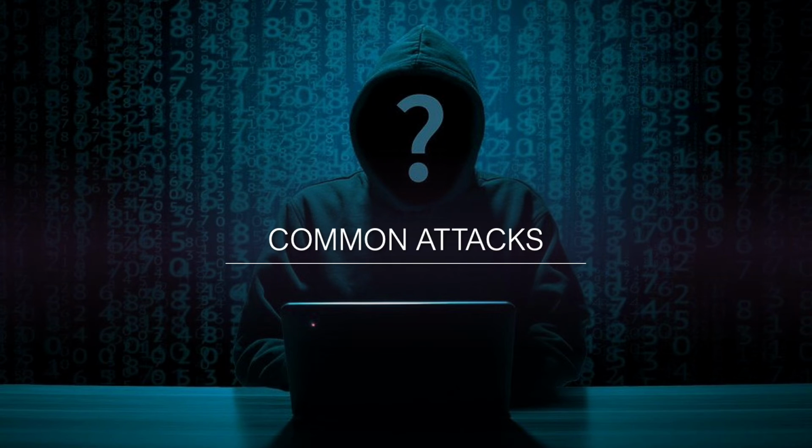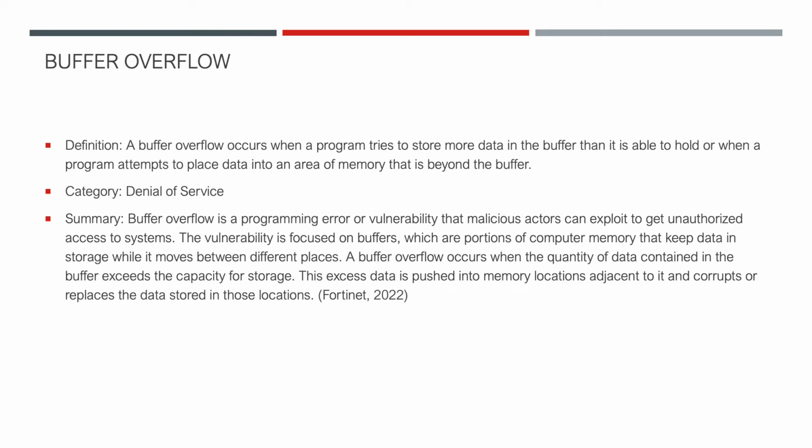And now moving into the common attacks that we've experienced. Buffer overflow. So a buffer overflow occurs when a program tries to store more data in the buffer than it is able to hold, or when a program attempts to place data into an area of memory that is outside of the buffer. It's a programming error or vulnerability that malicious actors can exploit to get unauthorized access to systems.